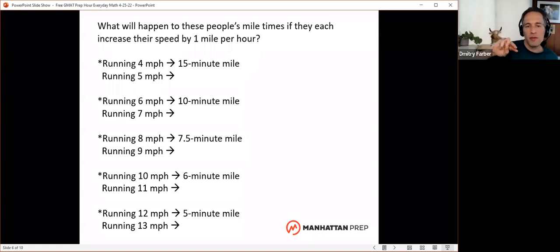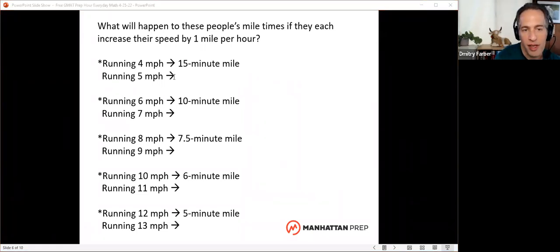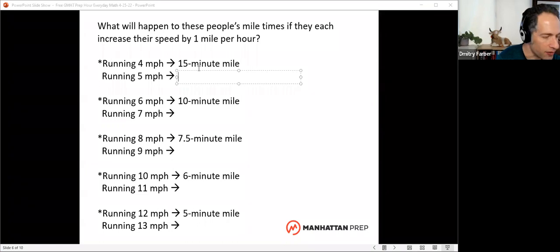If you know that the miles per hour and the number of minutes per mile multiply together to make 60, right? 4 times 15 is 60. Then you could quickly say, all right, if I go up to 5 miles an hour from 4, before I was running a 15-minute mile, now 5 times what? Well, we've already seen 5 times 12. So this would be a 12-minute mile.